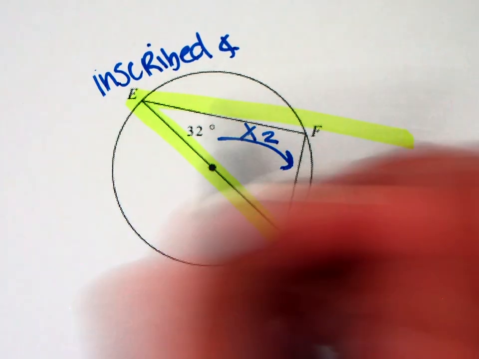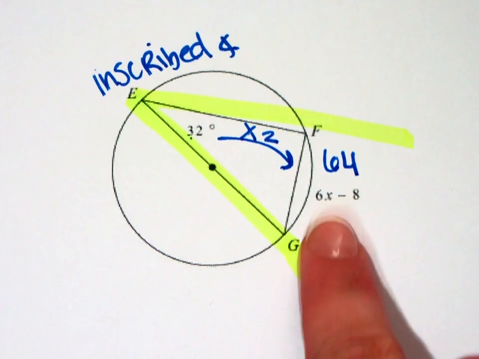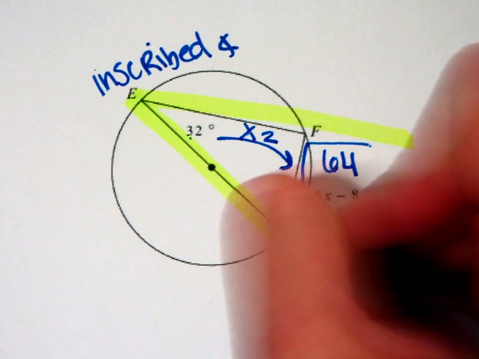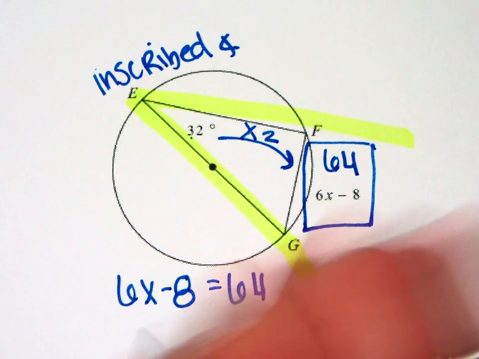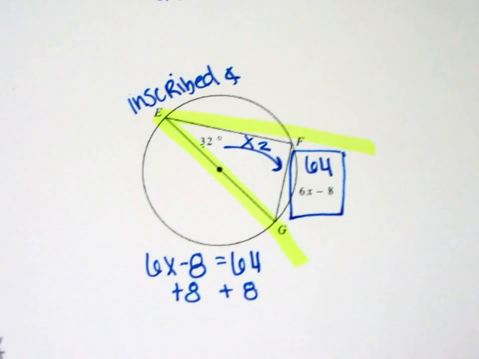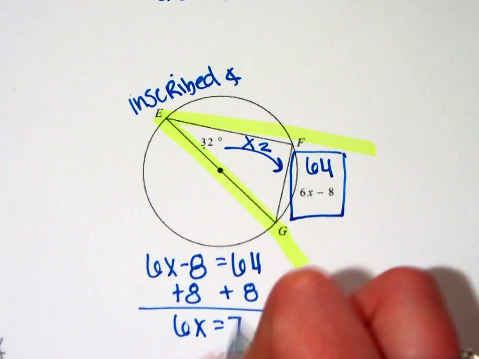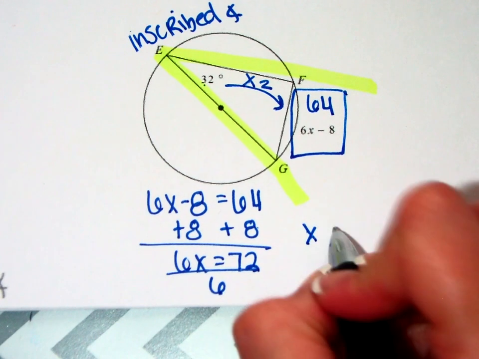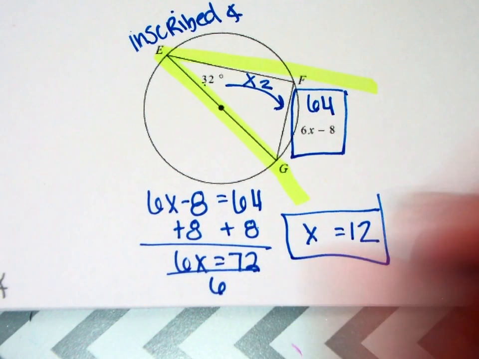Okay, so 2 times 32 is 64. I know that this has to equal 64 degrees. So what I'm going to do is I'm going to set these equal. 6x minus 8 equals 64. Add 8 to both sides to get 72. When I divide by 6, my x value is 12. That is one way to do this problem.